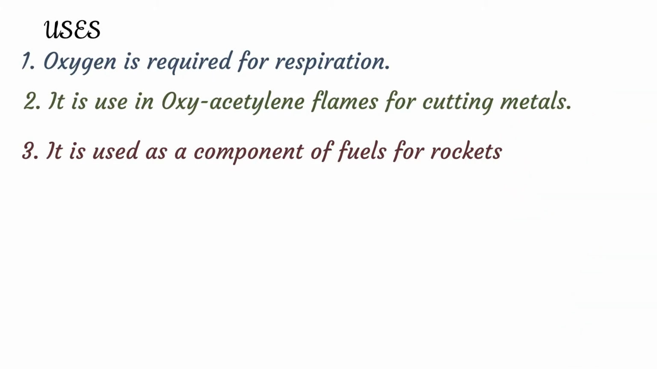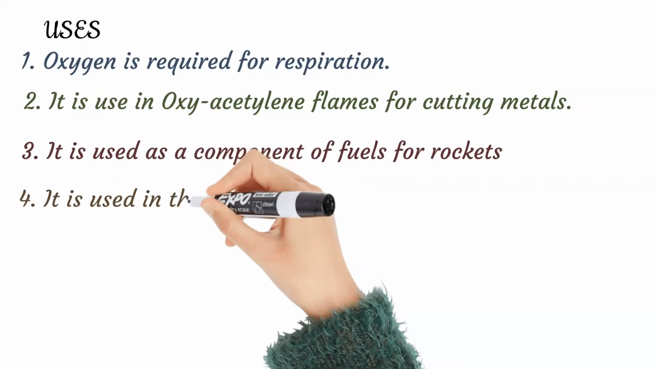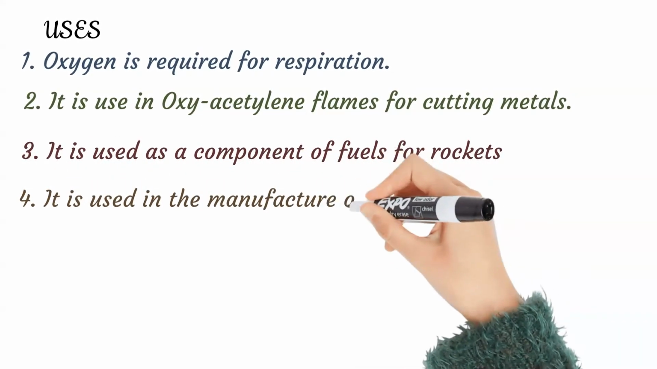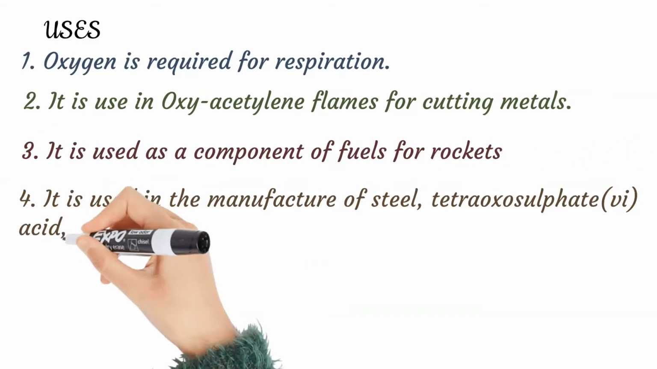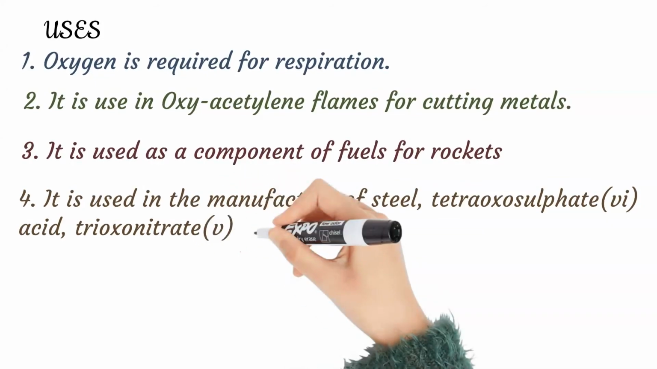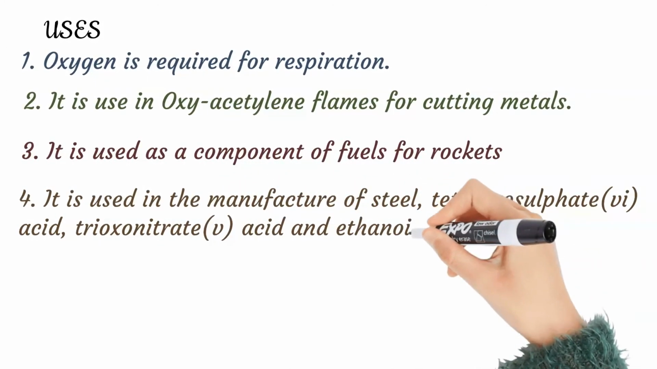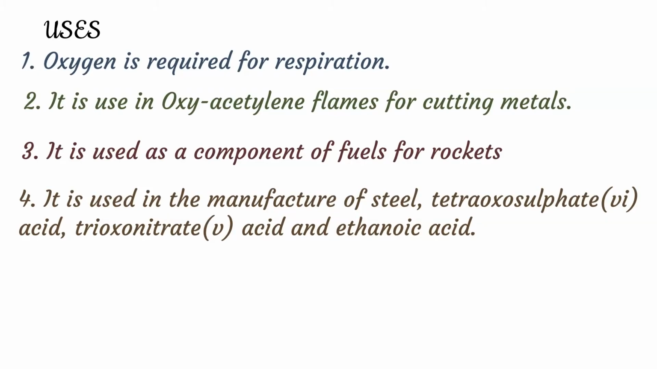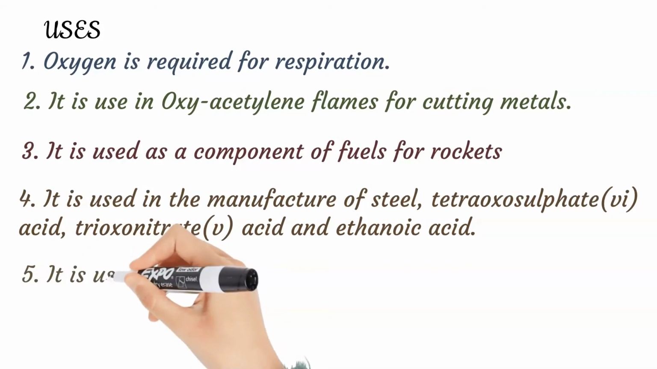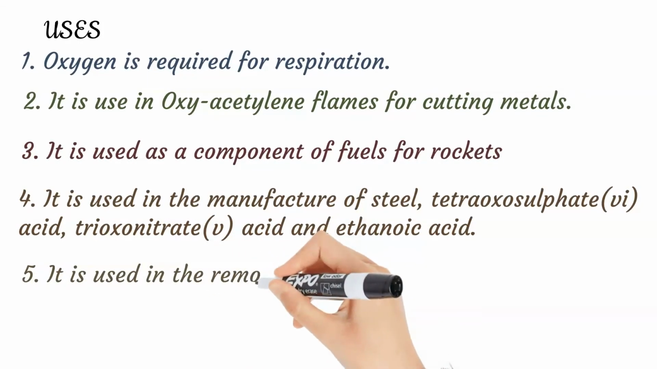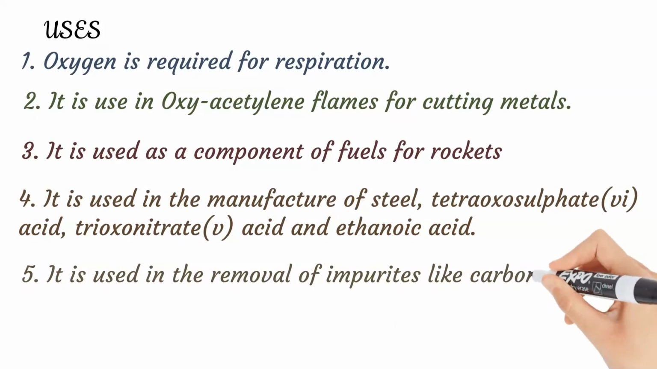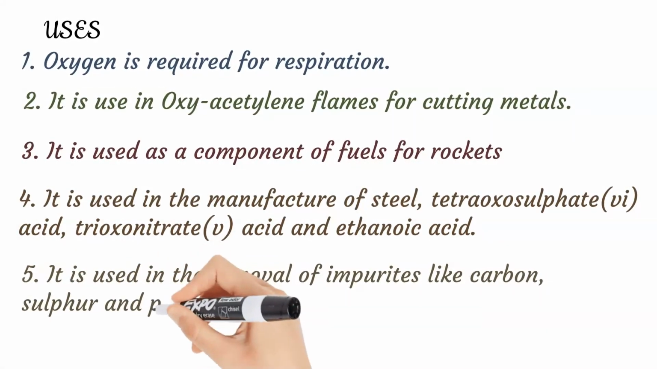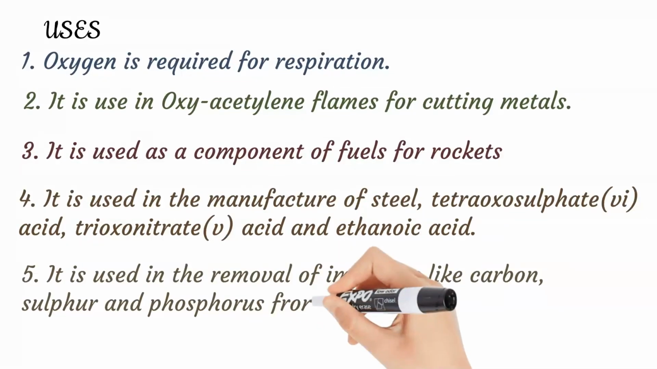Number four, it is used in the manufacture of steel, tetraoxosulfate 6 acid, trioxonitrate 5 acid, and ethanoic acid. Finally, number five, it is used in the removal of impurities like carbon, sulfur, and phosphorus from pig iron production.